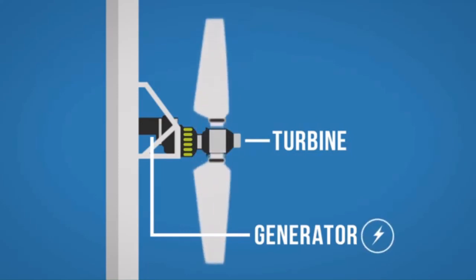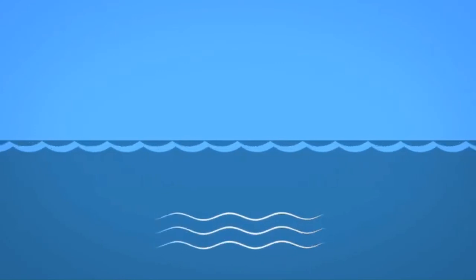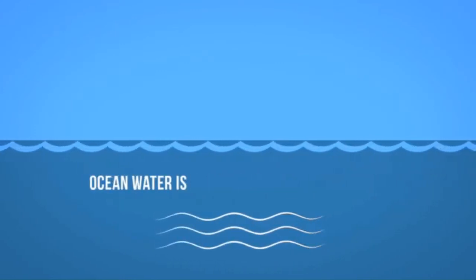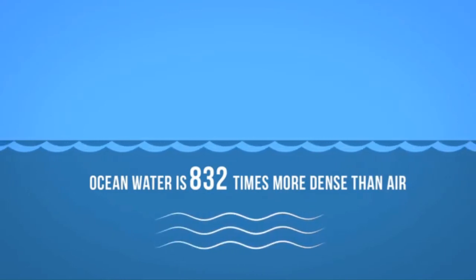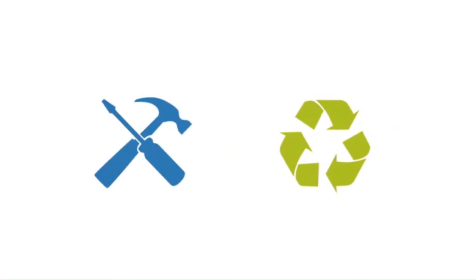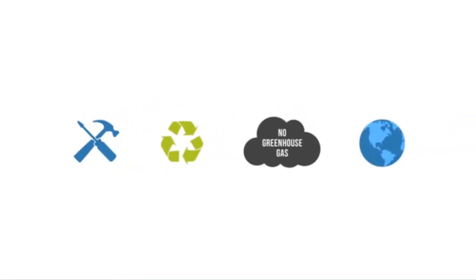The generator produces electricity. Ocean currents generate relatively more energy than air currents because ocean water is 832 times more dense than air and therefore applies greater force on the turbines. Tidal power is easy to install and renewable, having no direct greenhouse gas emissions and a low environmental impact.